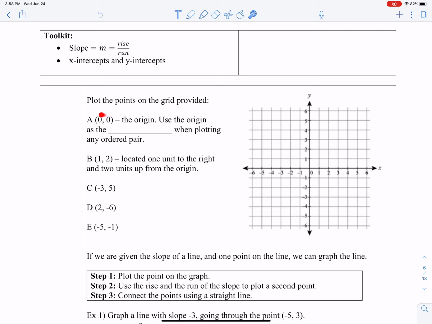Anytime we're given 0, 0, that's the origin. You can plot it right here, 0, 0. It's the starting point when plotting any ordered pair. So we always are counting up from that 0, 0 position. Okay, so that's our point A.